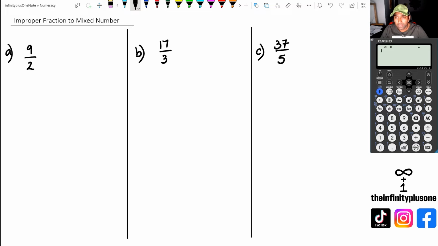In this video, we're going to be looking at going from improper fraction to mixed number, sometimes also known as mixed fractions. So without further ado, let's get started.